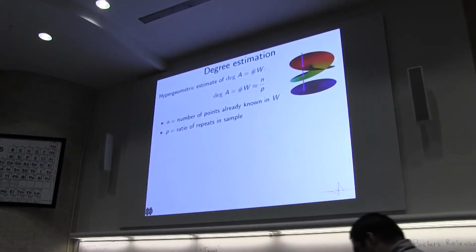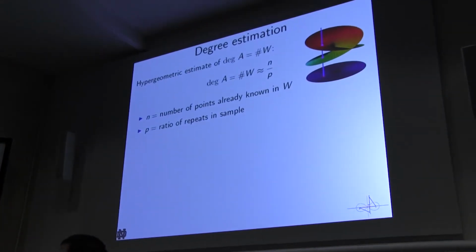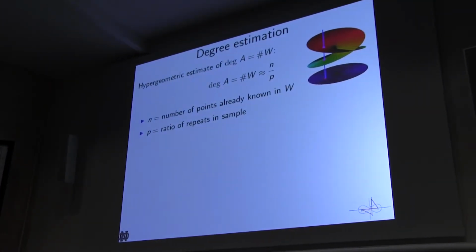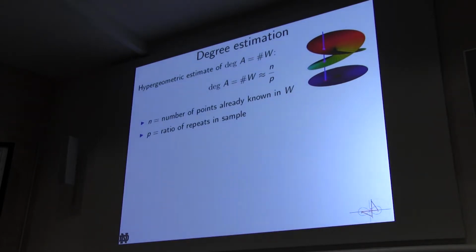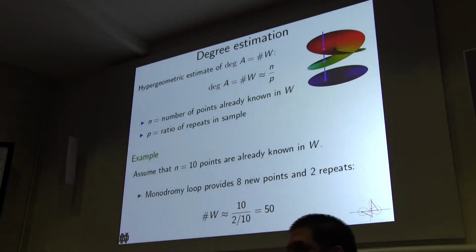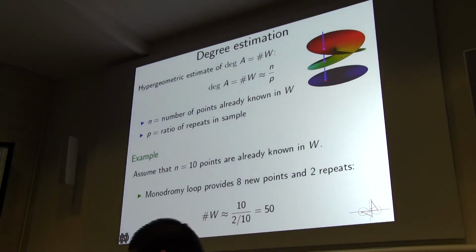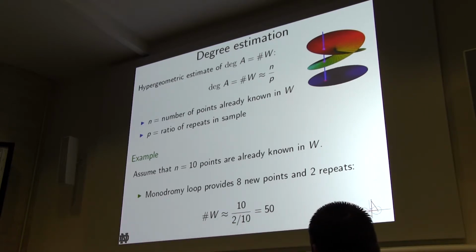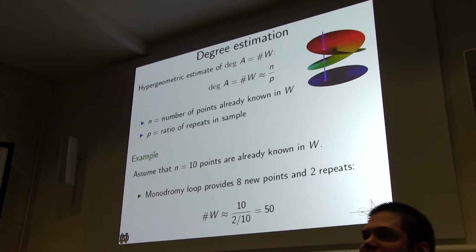So in our assumption, we assume that we can get random subsets. And so then we apply a hypergeometric estimation. And it's a really simple formula. You take the number of points that you know, divided by the ratio of repeats when you come back. Just to illustrate, suppose I know 10 points, and I use them to generate 10 new points. If, when I come back to this new set of 10 points, I have 8 new ones and 2 repeats, my ratio of repeats is 2 over 10, and so I can estimate about 50 solutions. Very simple, very naive formula.